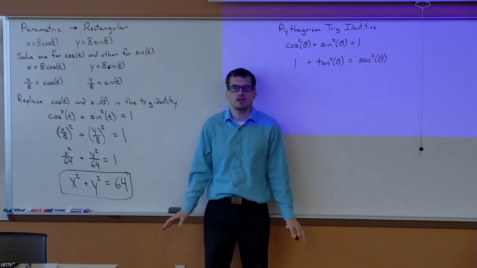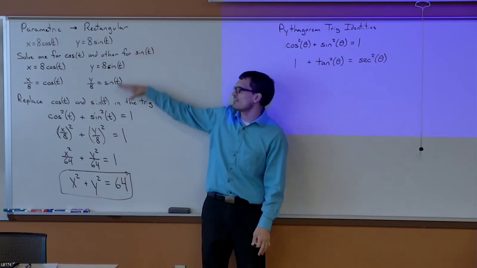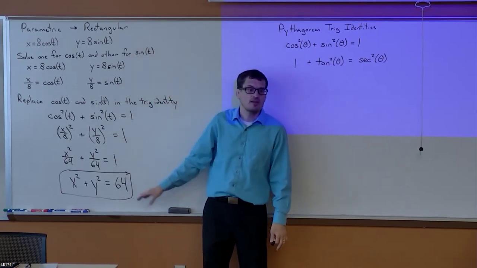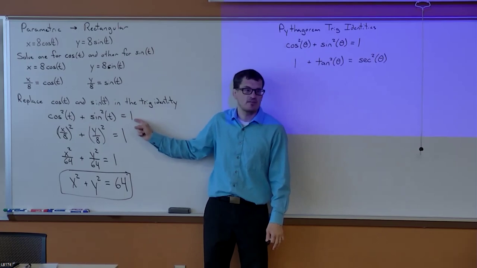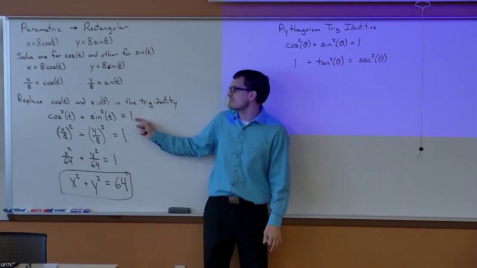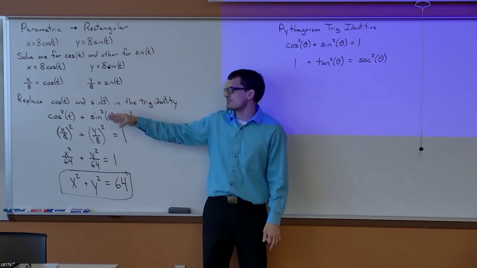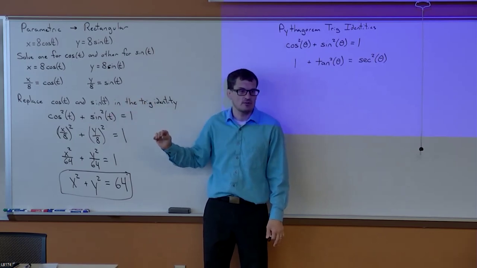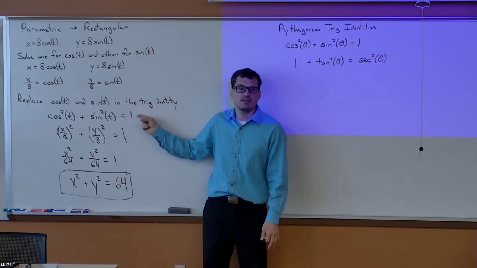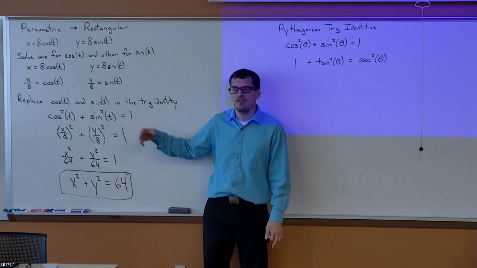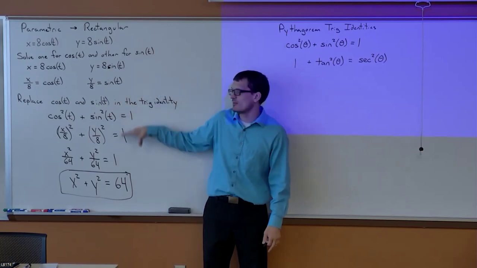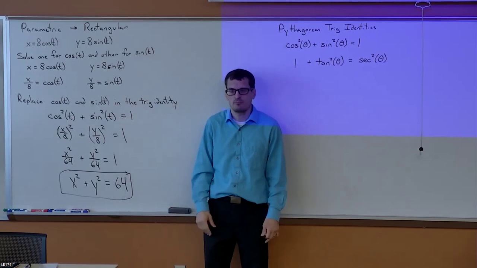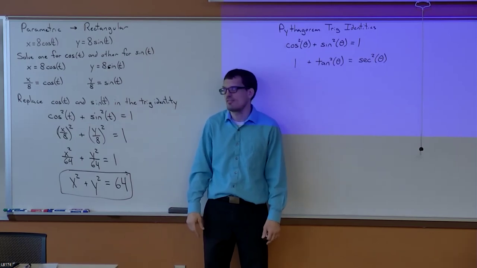Now, let me state one other thing. This is the way I like to do this. Some people actually will manipulate the trig identity. And instead of substituting the cosine, they'll substitute 8 cosine. In other words, they will multiply both sides by 64 and then substitute in 8 cosine. I think this is a little bit more straightforward, but it's not that much more straightforward than the other.